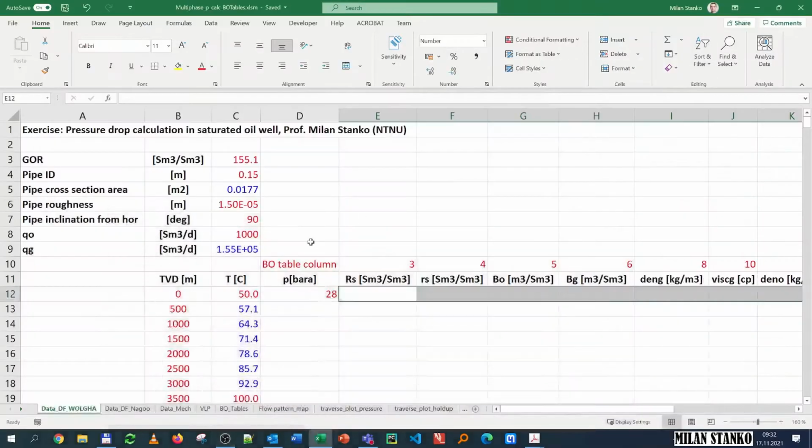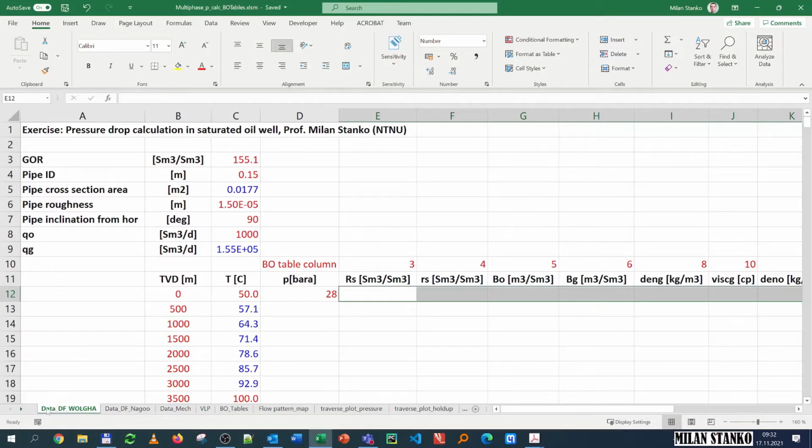Welcome. In this lecture, we're going to be making an exercise on pressure drop calculations in a wellbore that has multi-phase flow, and we're considering the case where it has oil and gas and no water. So this is the Excel sheet we're going to use, the template, and the link to this Excel sheet will be provided in the description of the video.